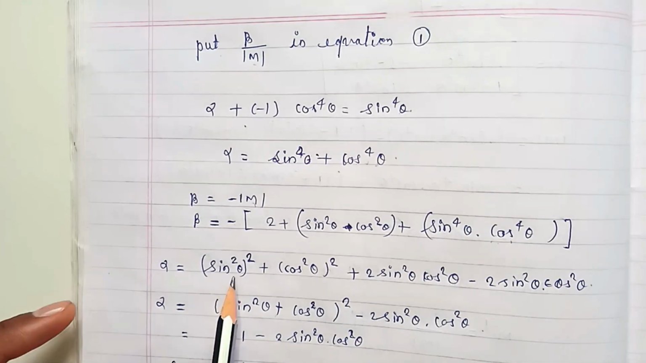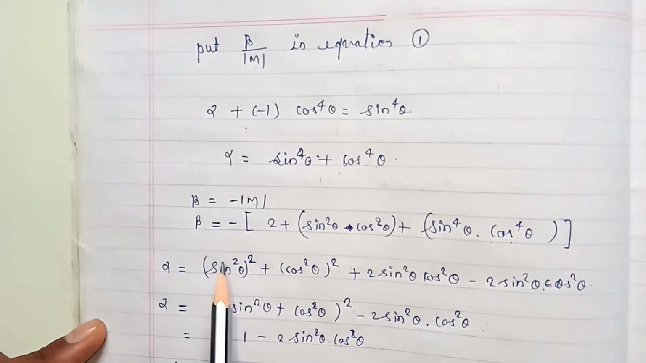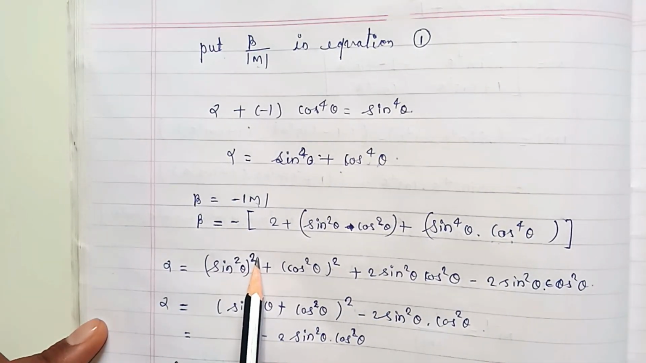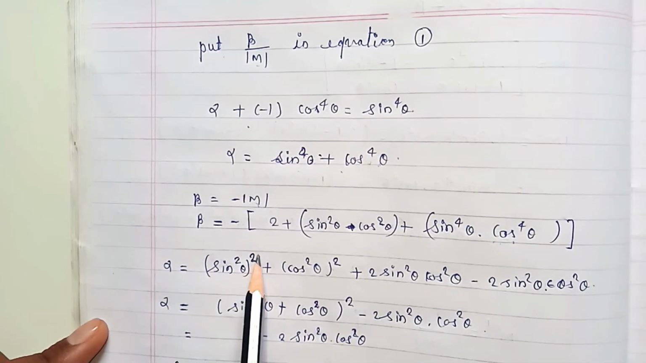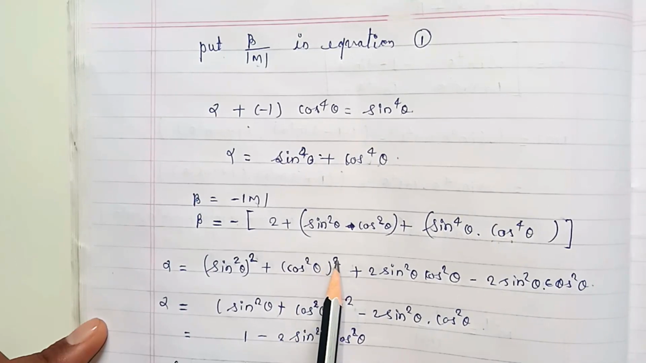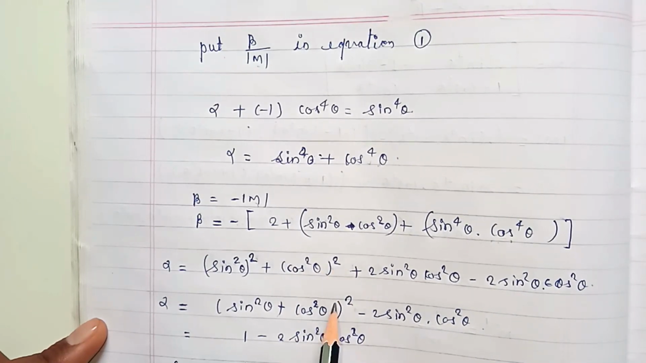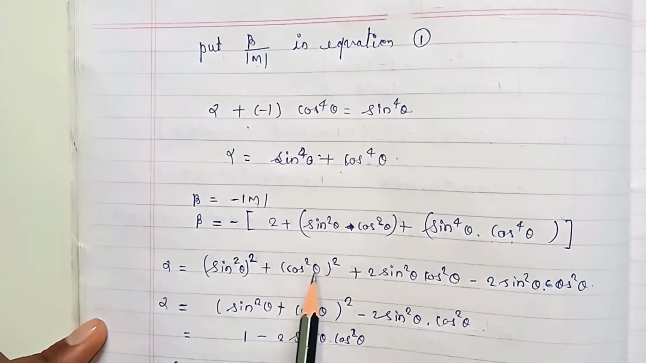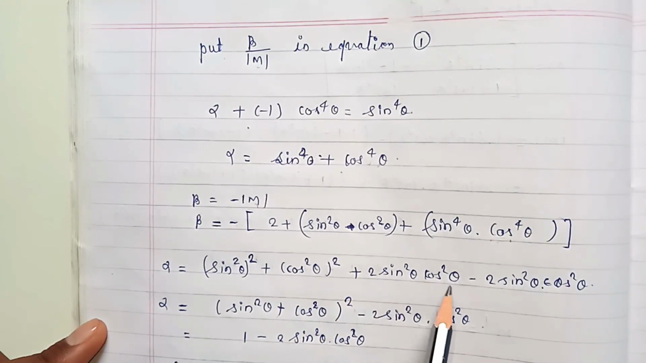Okay, now I have written sine raised to 4 theta as sine square theta to the power 2. That means we multiply their powers if a power is there. So sine 4 theta can be written as sine square theta to the power 2, and cos 4 theta can be written as cos square theta to the power 2. So what I have done, just to take their power in short form, is add here 2 sine square theta cos square theta.